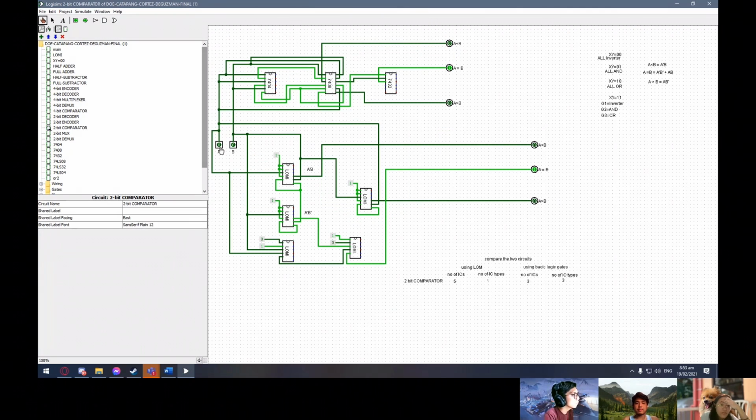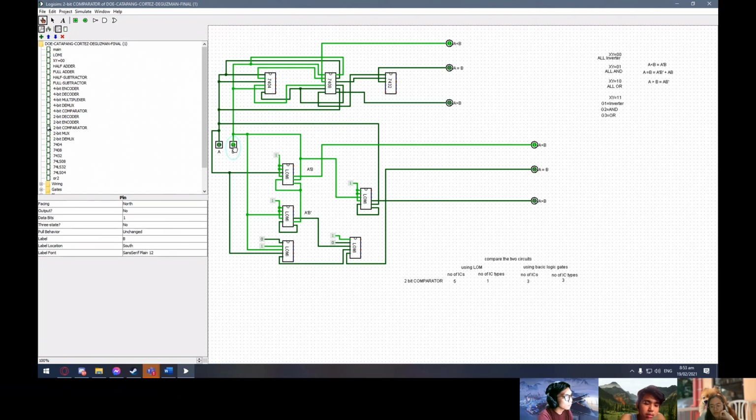So for the 2-bit comparator, it is defined here that if we click A, then A is greater than B. Then if we click B, then B is greater than A. So by that logic, by clicking one of the inputs, the output lights up.